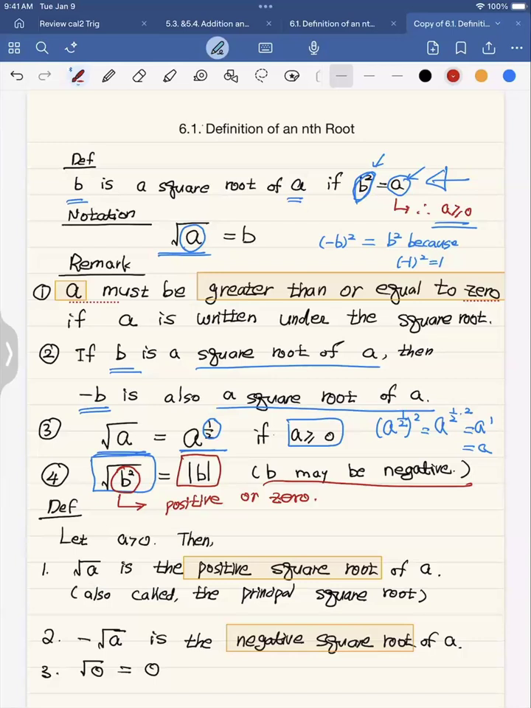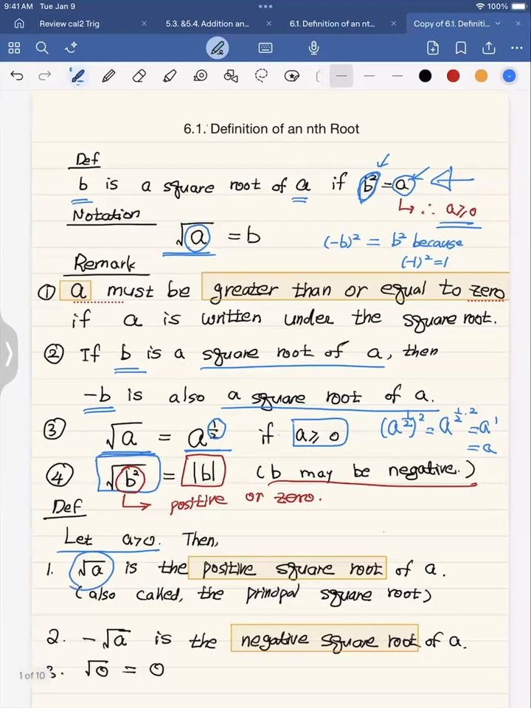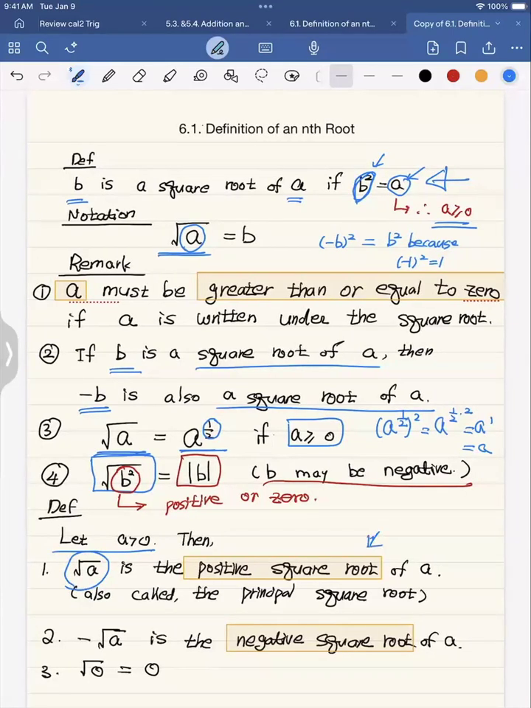The following is just a definition. Let's assume that a is strictly bigger than 0. Then square root of a is the positive square root of a. And when we put a minus sign in front of square root of a, that is called the negative square root of a. If you take the square root of 0, that's 0.